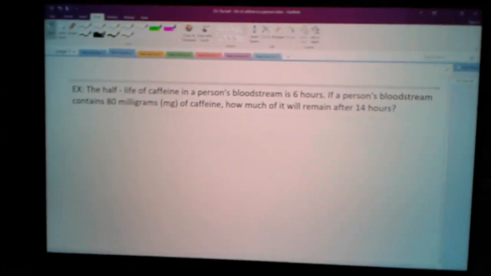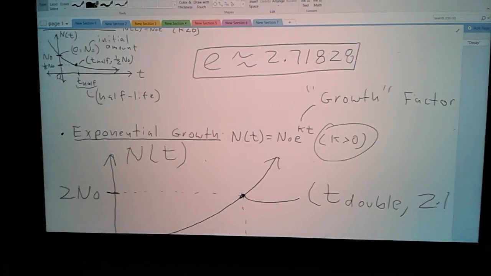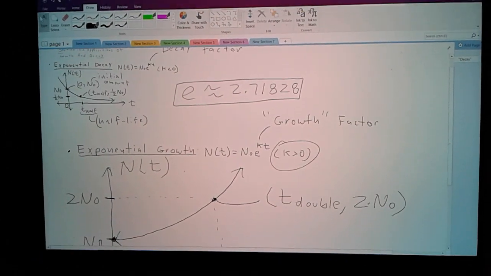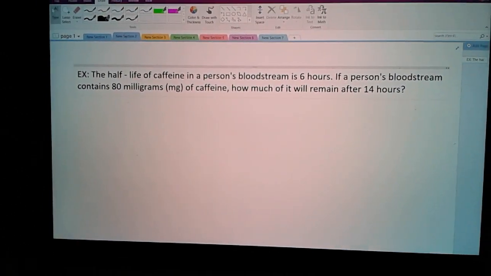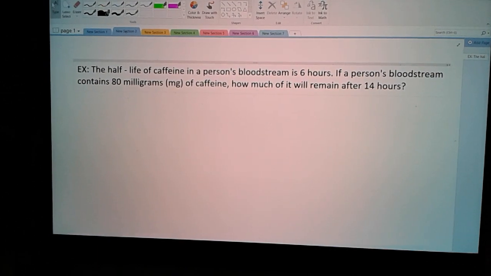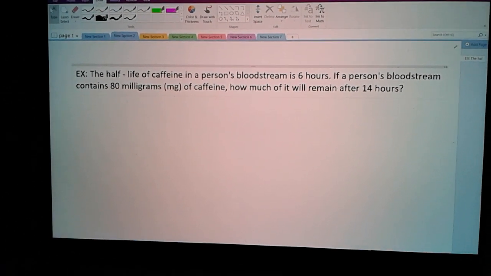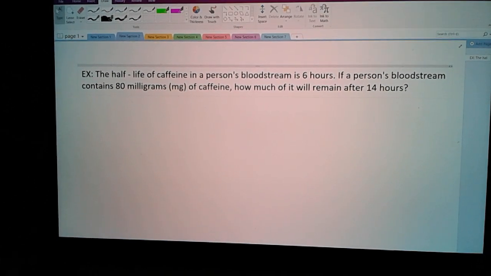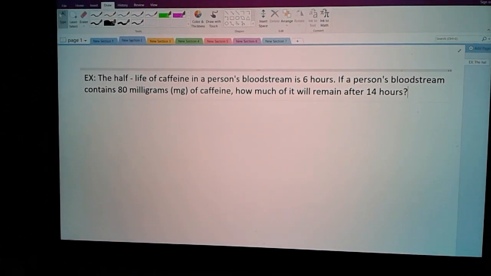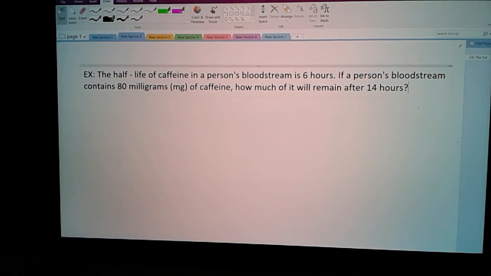So again, half-life has to do with something that's being lost. So that's automatically an exponential decay problem just from that alone. So the half-life of caffeine, let's say in a person's bloodstream, is about 6 hours. So if a person's bloodstream contains 80 milligrams of caffeine initially, how much of it will be there after 14 hours of fast?